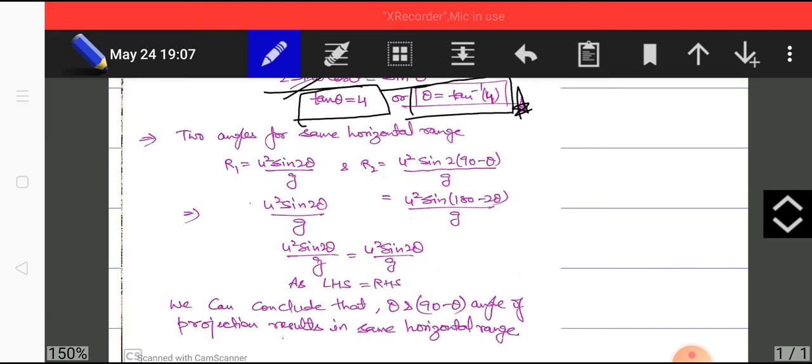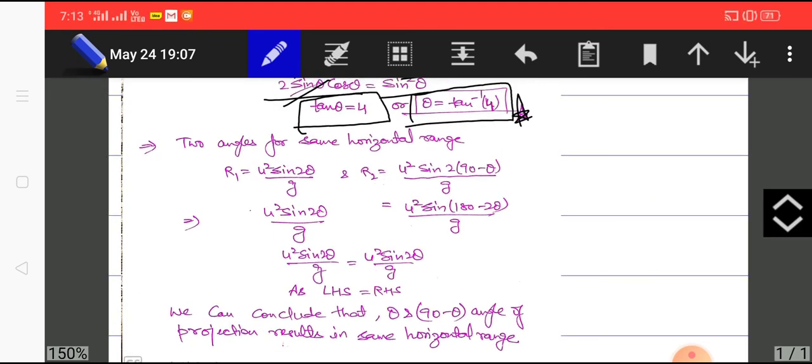Two angles for same horizontal range. If we project the projectile at an angle theta or at an angle 90 minus theta, it will always have the same range.